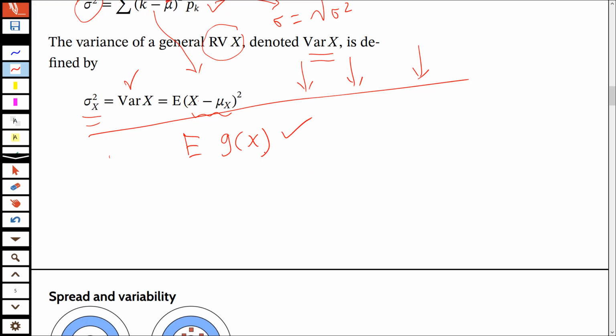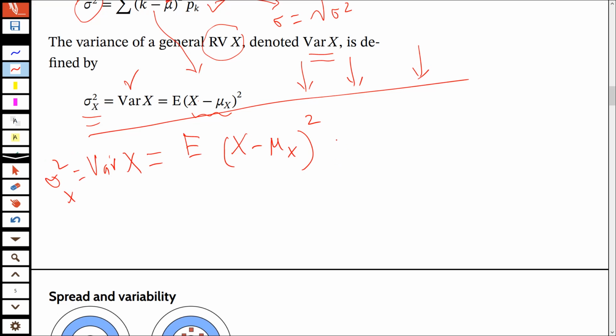You know how you work this out. So if I replace this transformation with x minus mu x, the mean of x, and I square it, this is my transformation g of x, and if I work this out, this will give me the variance. You can remember it this way. Yeah? An alternative representation is sigma x squared.